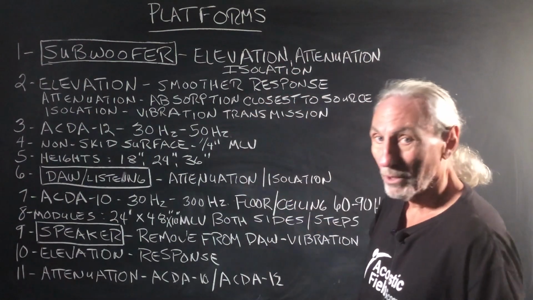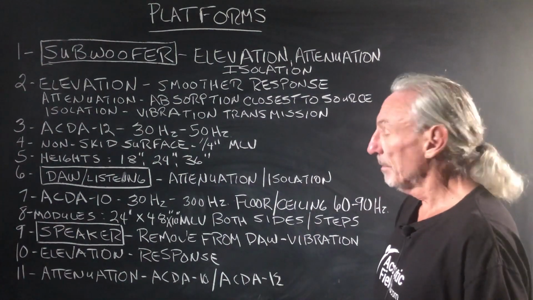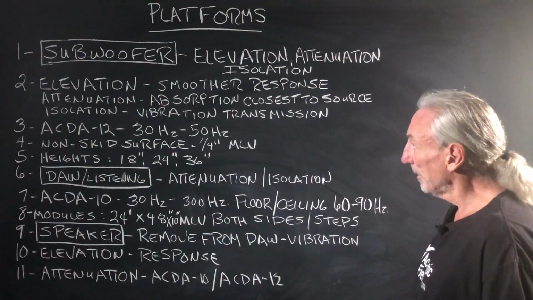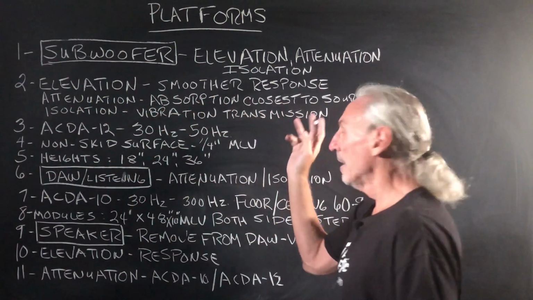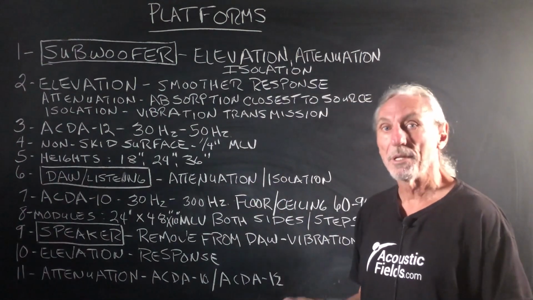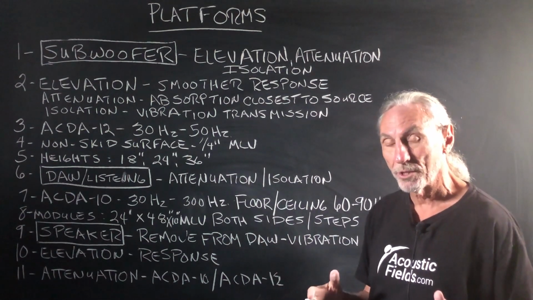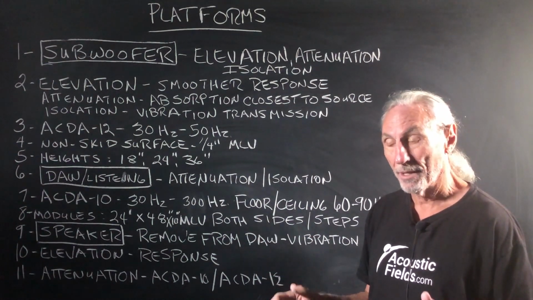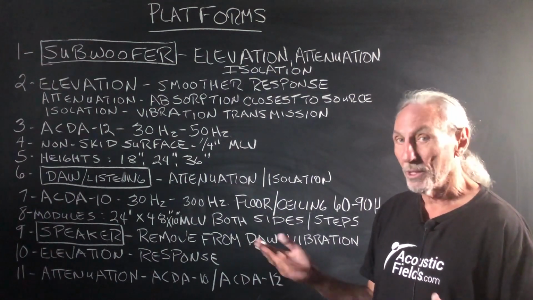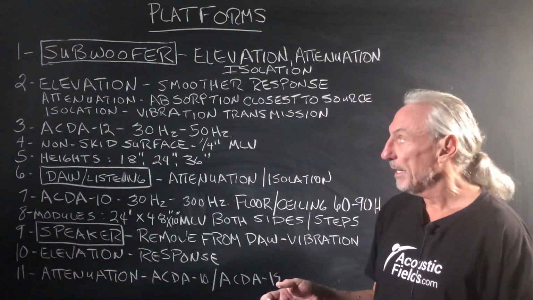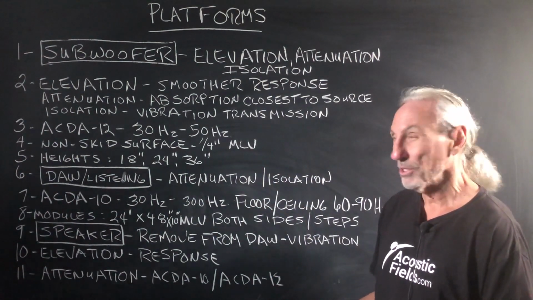The elevation, you will get a smoother response if you elevate the sub off the floor, regardless of what you read on the internet. Okay, elevation, attenuation. The best way to get absorption, especially low frequency absorption, is to put the absorption as close to the source of the problem as you can. Obviously, the rooms need it because they have modal issues. It's at certain widths, lengths, and heights.